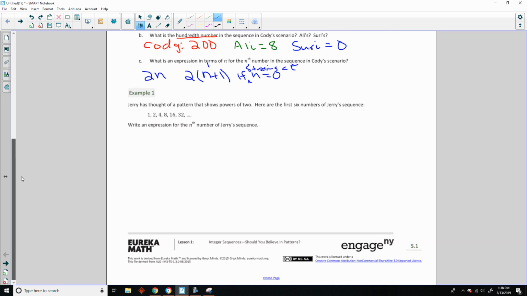Example 1. Jerry has thought of a pattern that shows powers of 2. Here are the first 6 numbers of Jerry's sequence: 1, 2, 4, 8, 16, 32. Write an expression for the nth number of Jerry's sequence.